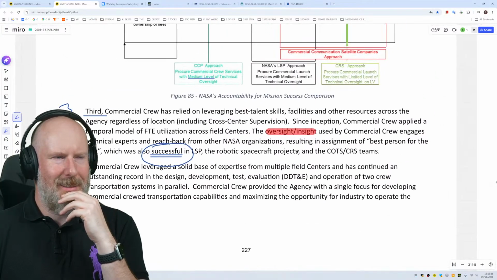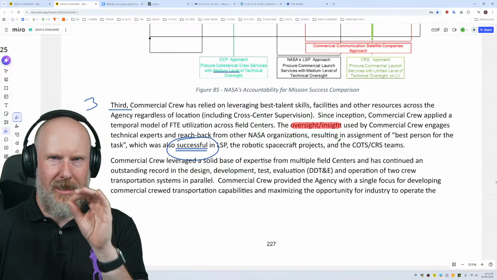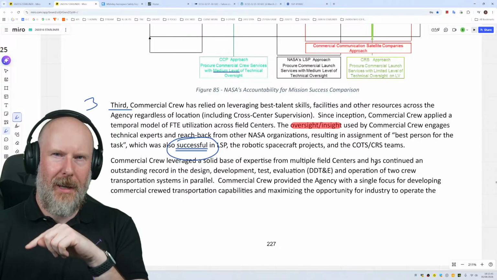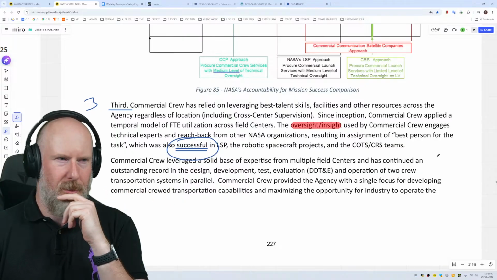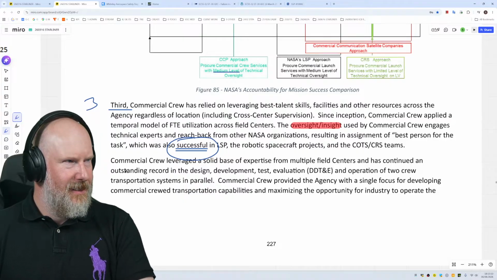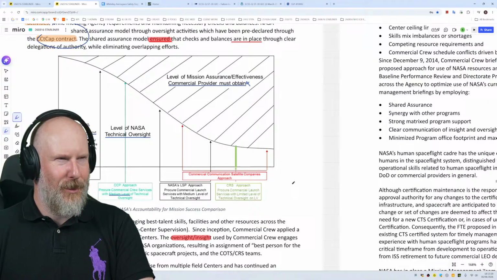I don't know, that sounds like a really positive spin on things, a really positive reflection on things. But yet we're in the aftermath of 2 flight tests that were a bit dodgy and then a crewed flight test that probably shouldn't have happened. So is outstanding record really the right thing to say? I don't know. Not sure.